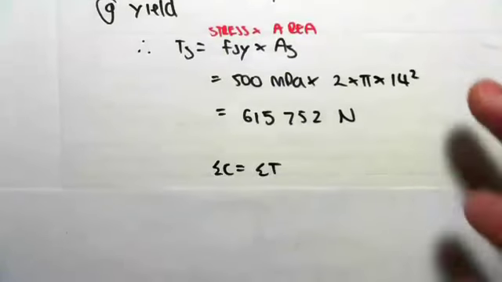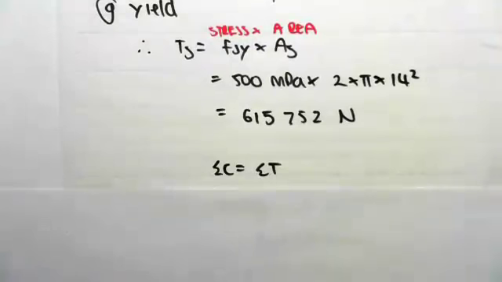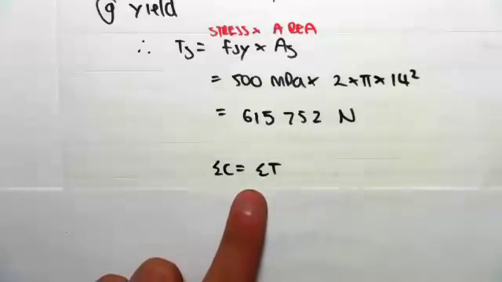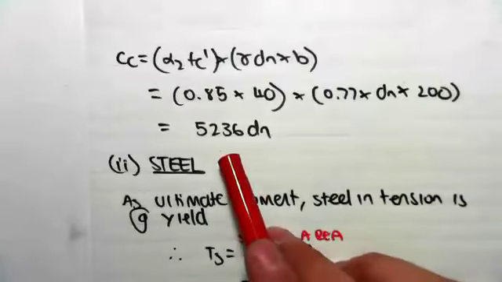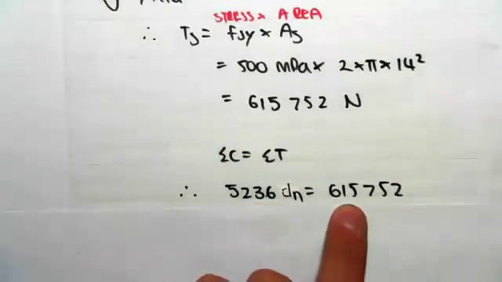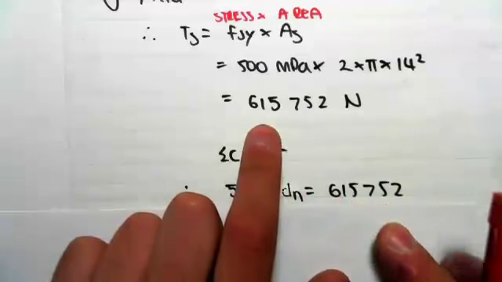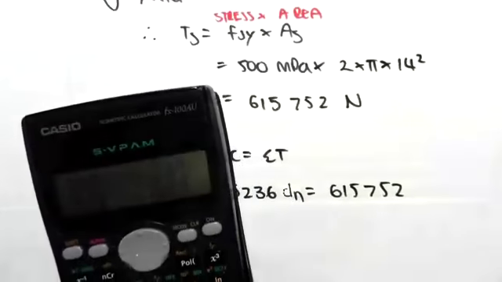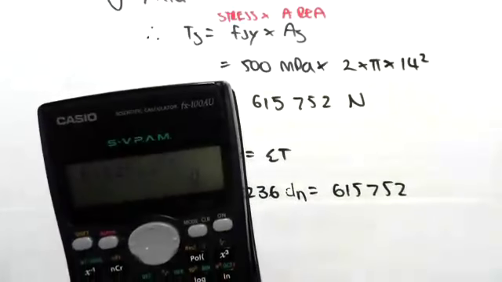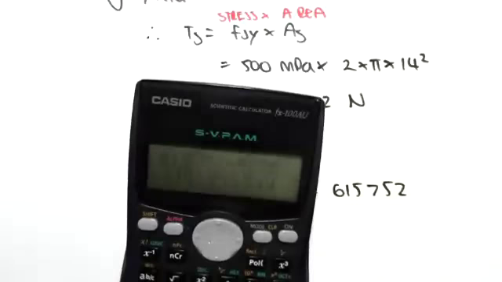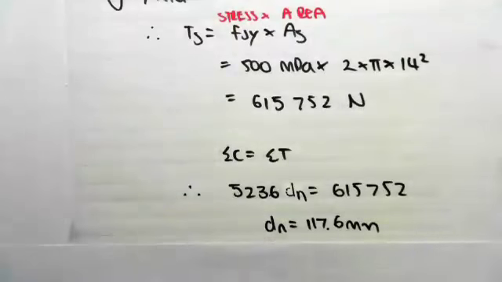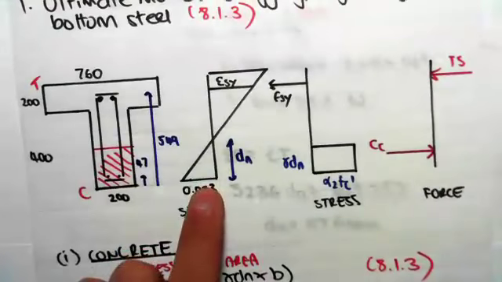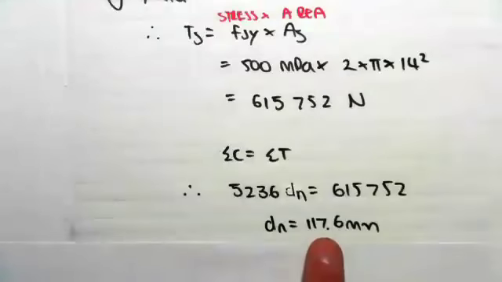Okay, so continuing on. For the bending case, for ultimate moments, so this is what we call pure bending. There's only bending in our beam. We can say that the sum of the compression equals the sum of the tension. So, the compression in the concrete, 5236 dN, equals the tension in the steel, which is 615,752. So solving this, 615,752 divided by 5236 gives us 117.6 millimeters. Okay, so we now know that the depth to our neutral axis from the extreme compressive fiber is 117.6.